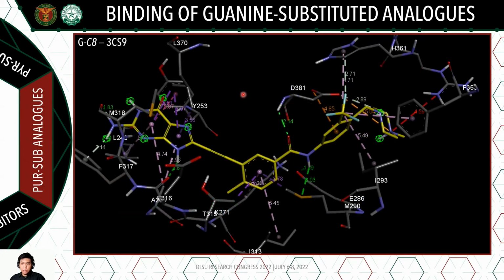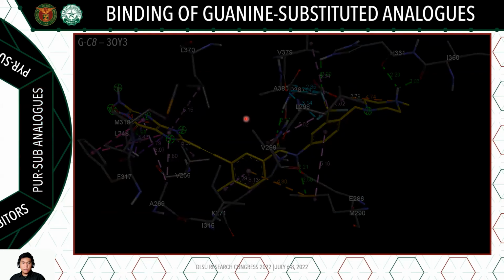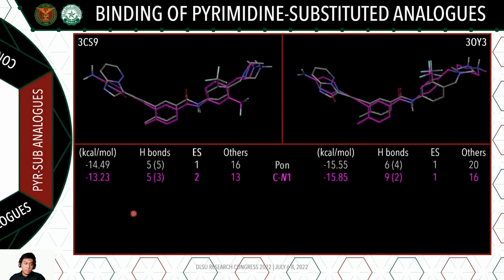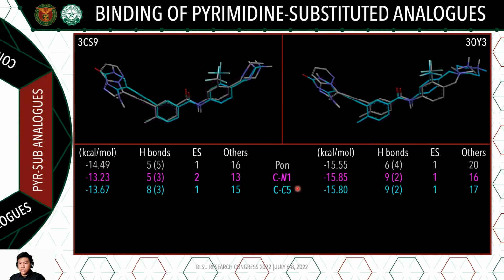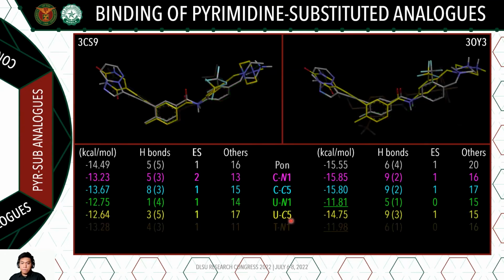This is GC8 in 3CS9, and you can see that its N-methylpiperazine is oriented differently. There are also several unsatisfied hydrogen bonding groups. This is GC8 in 3OY3. For the pyrimidine-substituted analogues, this is CN1, this is CC5, and you can see that they have slightly better energies than ponatinib in 3OY3. This is UN1, it's inverted in 3OY3. This is UC5, and this is TN1.